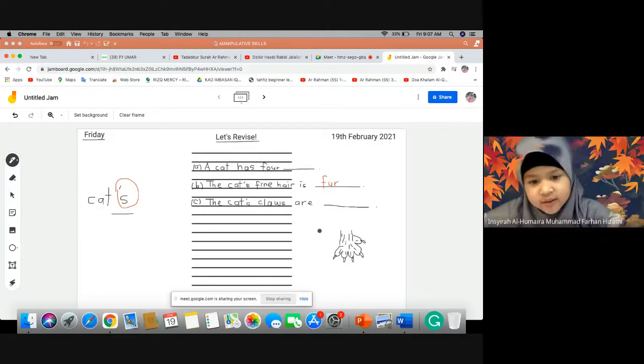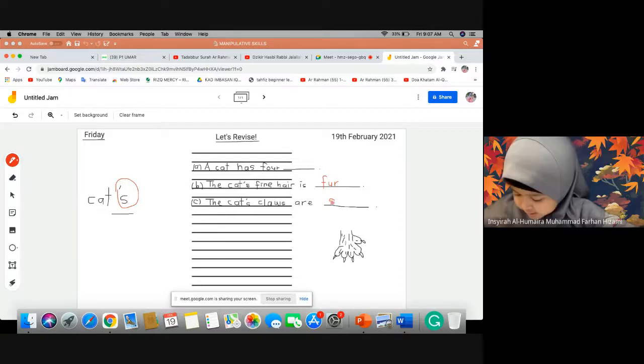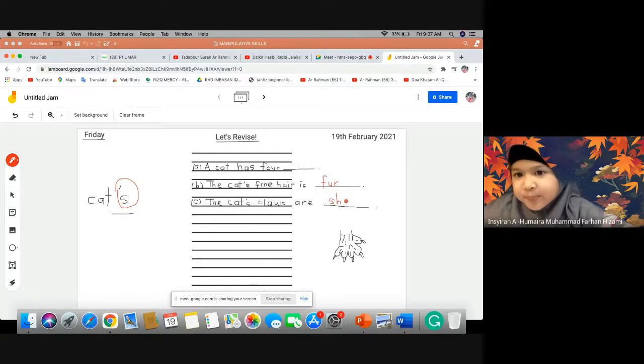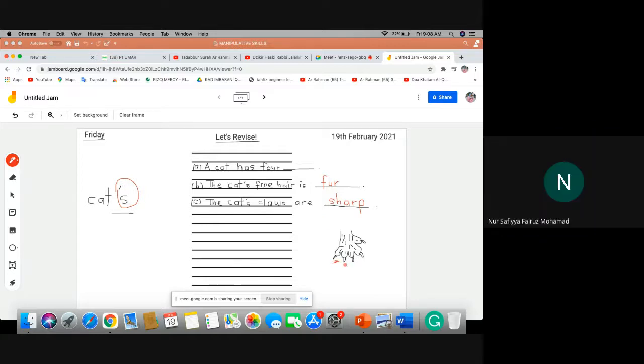Sharp. How to spell sharp? S. After that, H. Good job. After that, E, A, R, P. Well done. The cat's claws are sharp. This one, sharp.